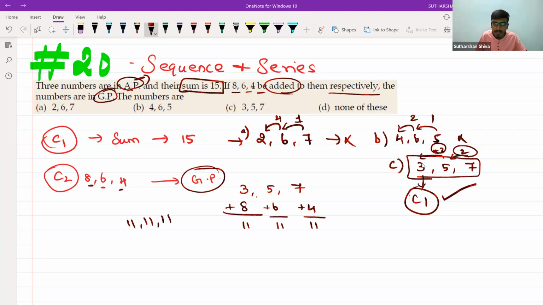11 by 11 is equal to 1, so the common ratio is 1. So it is in GP. My condition 2 is also satisfied. My answer is going to be option C.